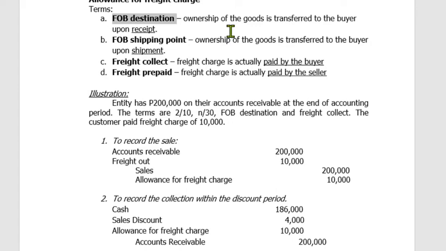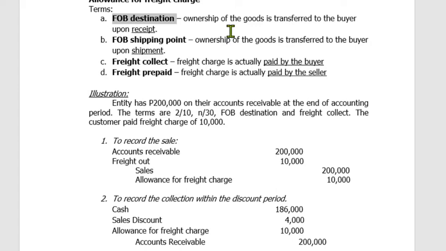Ibig sabihin ng 2/10, this relates to the cash discount. Ibig sabihin nito, when you pay within 10 days, makaka-receive ka ng 2% cash discount. Yung N/30, ibig sabihin naman, ang due date mo ay within 30 days. Kaya N/30. FOB destination and freight collect daw siya. The customer paid freight charge of 10,000. So how do we recognize the sale?